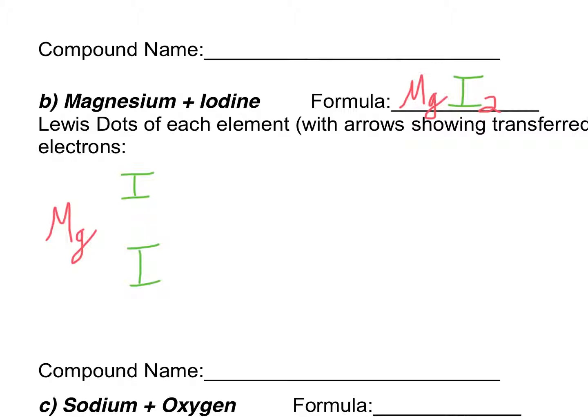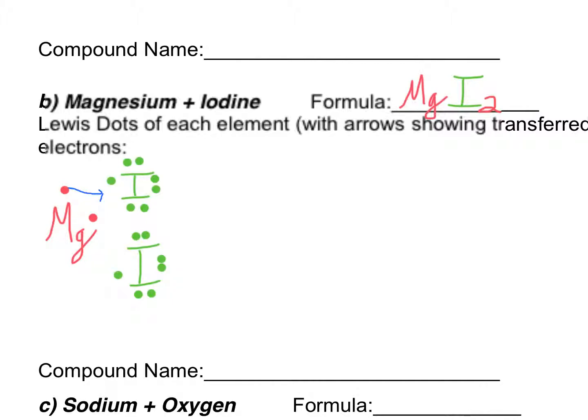And I need to represent the Lewis dots, so the number of valence electrons. Magnesium has 2 valence electrons. Iodine, if we look at our family numbers, starts with 7 each. When these elements approach each other, the electronegativity of iodine is much stronger than the electronegativity of magnesium. Electronegativity is the ability to attract an electron. Therefore, iodine can easily attract this electron from magnesium. So this iodine approaches and easily attracts this electron from magnesium, and it is transferred to here.